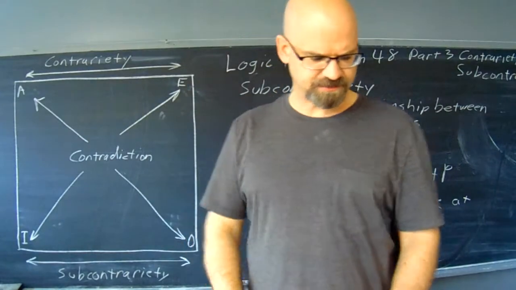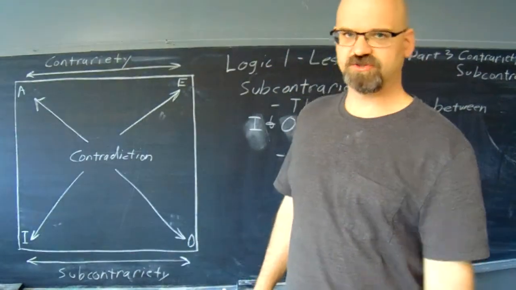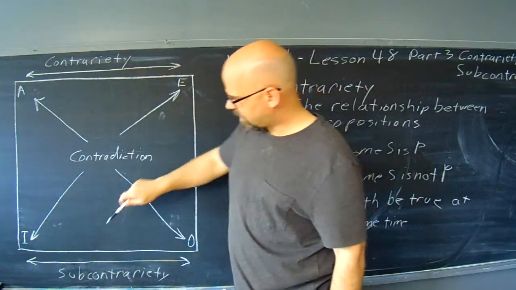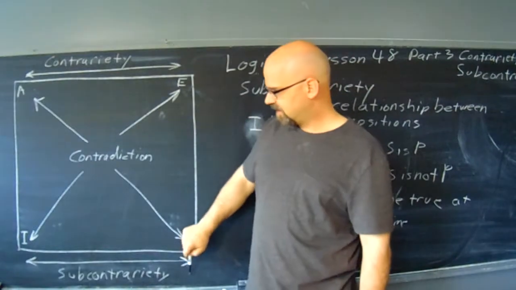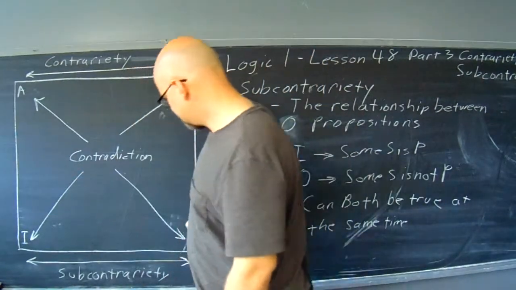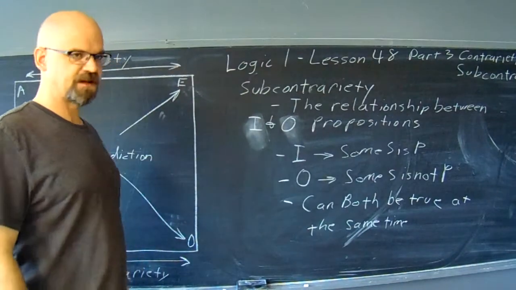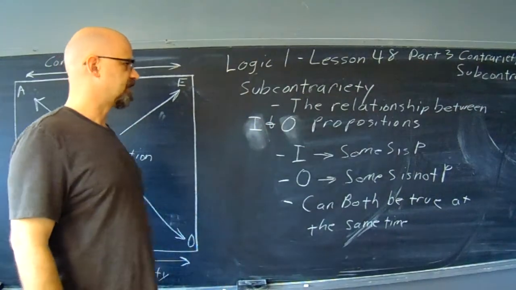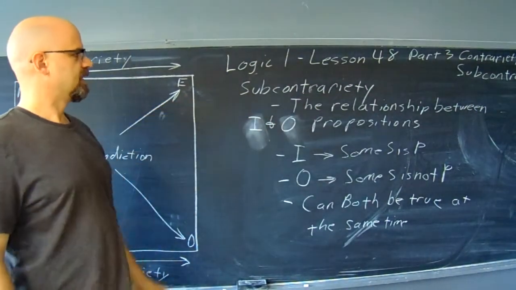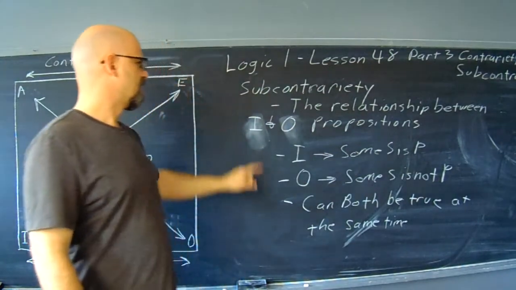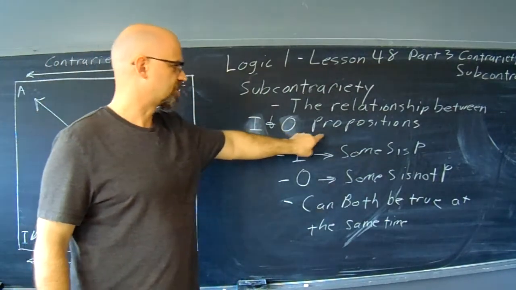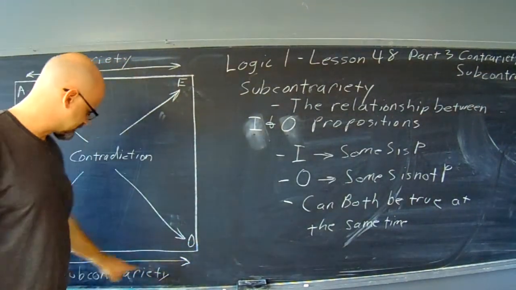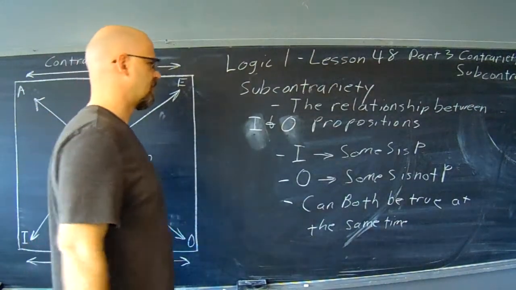Today we're going to learn about subcontrariety. The one way on the bottom is the opposite of contrariety. It's the relationship between I statements and O statements. I already put up some notes to save us some time, so go ahead and jot them down. Subcontrariety is the relationship between I and O propositions. The relationship between an I and an O proposition going this way, that's subcontrariety.